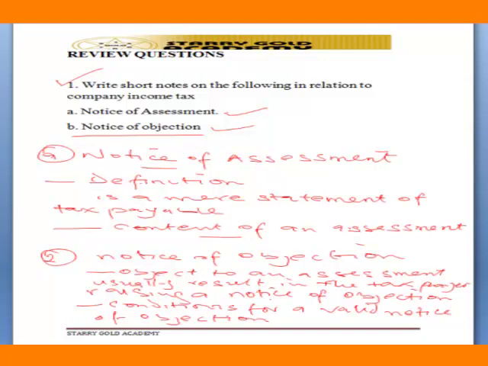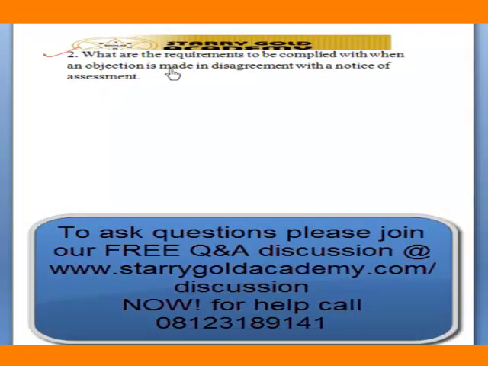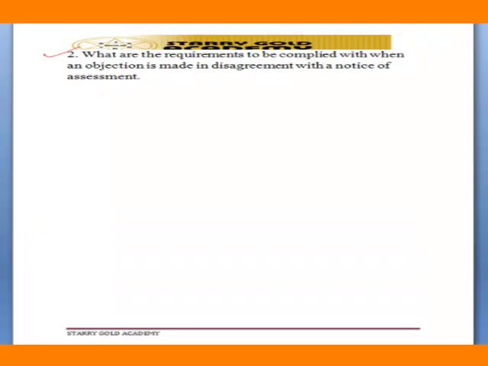Now this question is asking us that if there is an objection to a notice of assessment, what are the requirements? What are the requirements that are expected to be complied with? Invariably, you are being asked for the conditions for a valid notice of objection. So, to answer this question, just simply put down the conditions for a valid notice of objection.